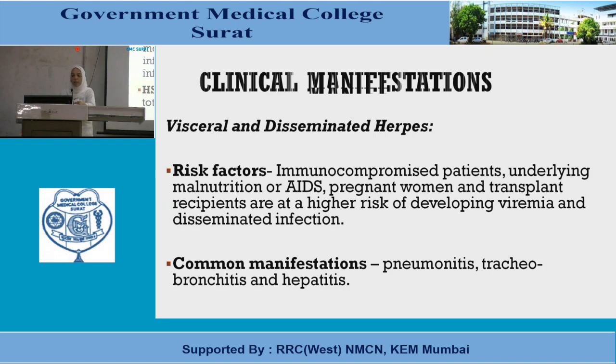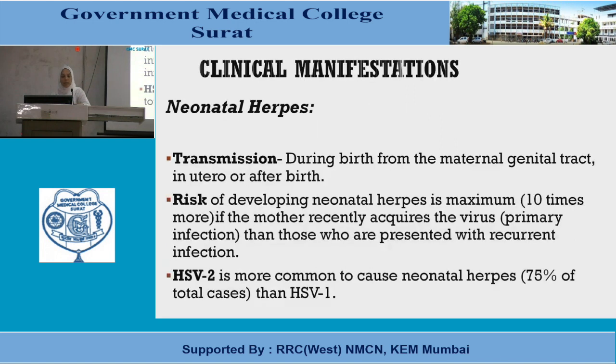Okay, coming to neonatal herpes, which was much more common previously than now. The transmission is during birth from the maternal genital tract, in utero, or after birth. The risk of getting neonatal herpes is maximum, 10 times more, if the mother has recently acquired the infection or has a primary infection, than those who had recurrent infection. So HSV-2 is more common in causing neonatal herpes, 75% of total cases, as compared to HSV-1.